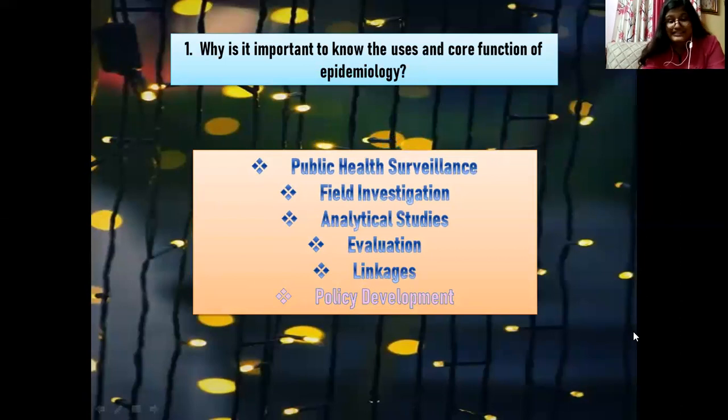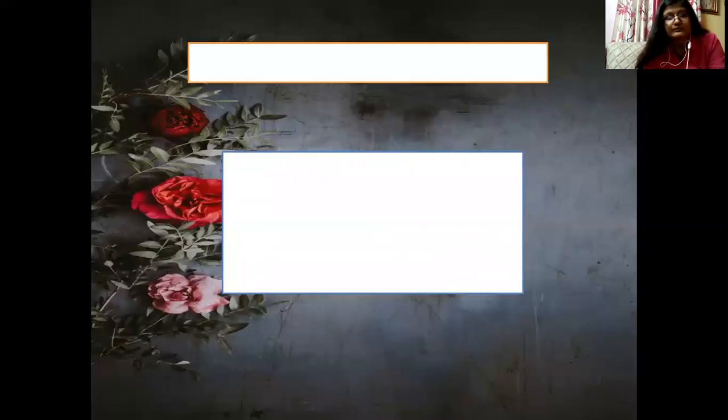There are six major core functions of epidemiology. The first one is public health surveillance. Second is field investigation. Third is analytical studies. Fourth is evaluation. Fifth is linkages. And the sixth one is policy development. We are going to discuss these six factors in brief detail. So let's get into the next slide.